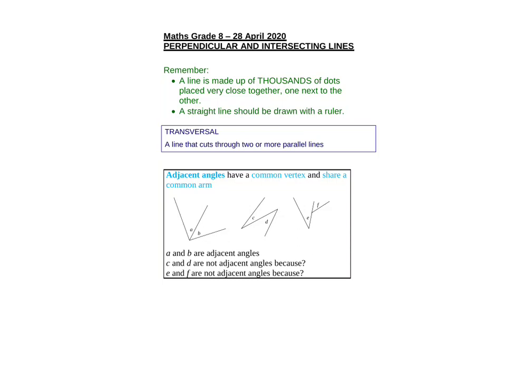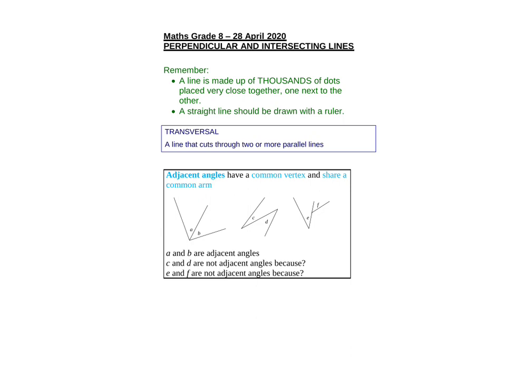Good afternoon, grade 8s. I have to teach you perpendicular and intersecting lines, or any line geometry. Tomorrow we're also doing line geometry, but specifically with parallel lines in mind. So remember, a line is basically 1,000 or so dots placed right next to one another, which then forms one straight line. And your straight line should always be drawn with a ruler.